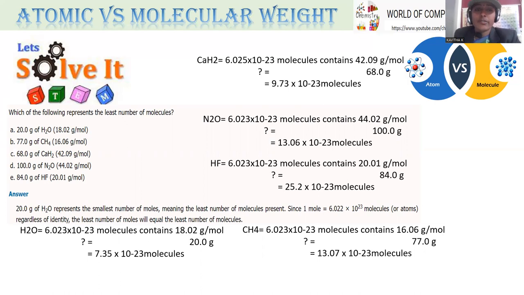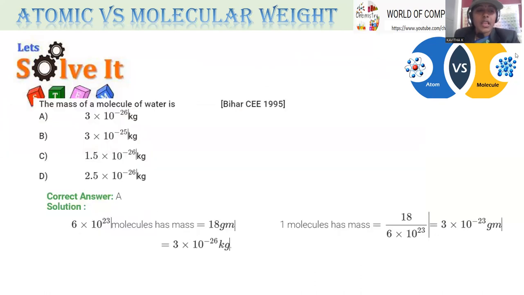7.35 for water, for calcium hydride 9.73, nitrous oxide 13.06, HF 25.2, methane 13.07. Among all, which is the least value? 13, 25, 13, 9, 7. 7 will be the least value, that is water, provided in option number A. Option number A is the right answer. Move on to another question.